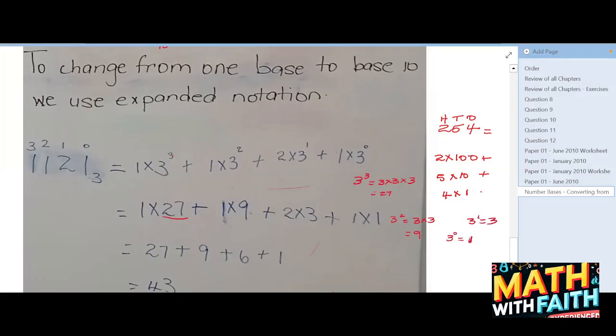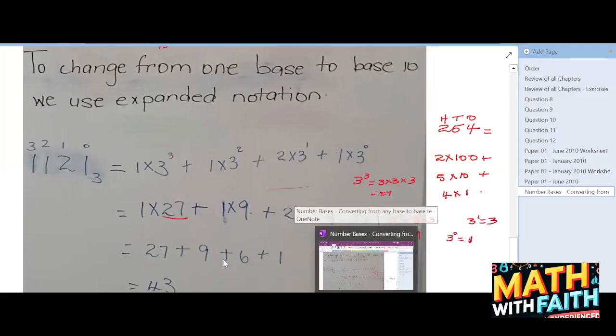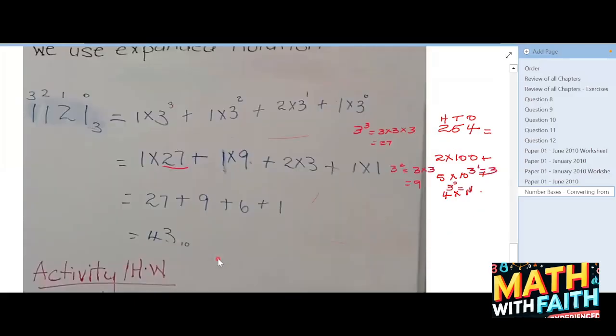So 1 by 27 is 27. 1 by 9 is 9. 2 by 3 is 6. 1 by 1 is 1. And when we add that up together, 27 plus 9 is 36. Plus 6 is 42. Plus 1 is 43 in base 10.